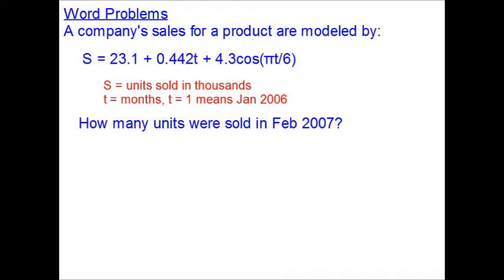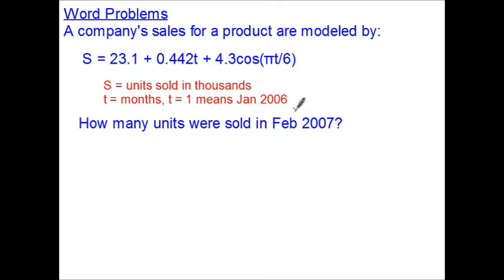Now to this point, I'm sure you've been sitting there going, oh yes, Mr. Osborne, I know, but give me some word problems. Well, here we go. Let's say that we've got a sales model, this equation right here. A company's sales for a product are modeled by S, which is the number of units sold in thousands, equals etc., and then the T is months, and T equals 1 corresponds to January 2006. The question we want to know is how many units were sold in February 2007.